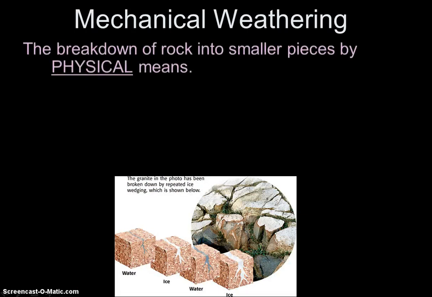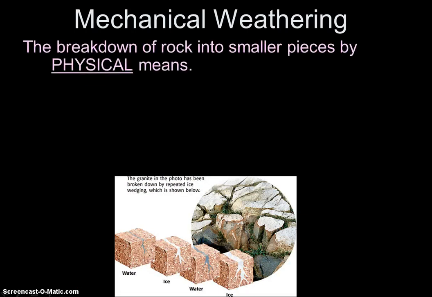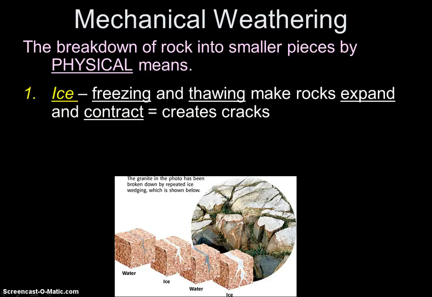So mechanical weathering is the breaking down of rock into smaller pieces by a physical means. So we're going to look at 5 ways that we have mechanical weathering, and if you look down through your notes, you'll see 1 through 5 is in italics and underlined. So number 1 is when you have freezing and thawing, and this makes the rocks expand and contract, causing cracks.